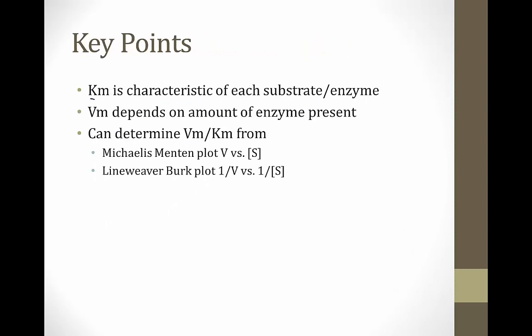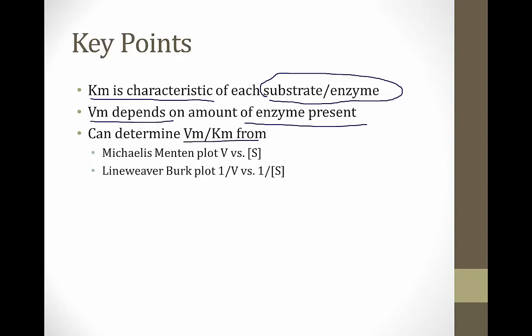Km, the Michaelis constant, is a characteristic of each substrate or enzyme complex and how much affinity they have for one another. The Vmax depends on the amount of enzyme present, and we talked about how you can determine Vmax and Km from a Michaelis Menten plot of the velocity on the y-axis versus S on the x-axis.